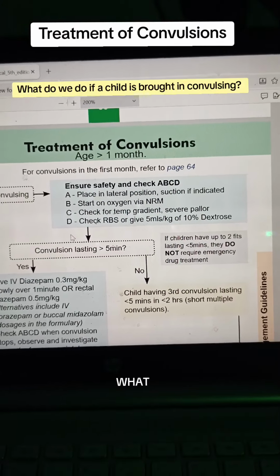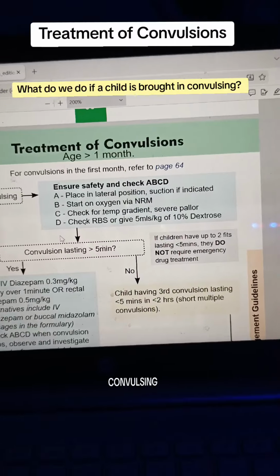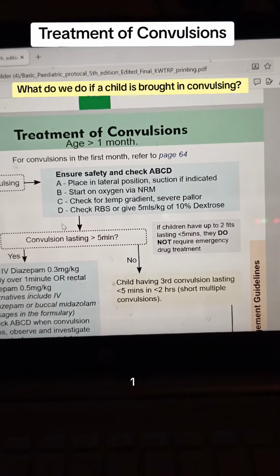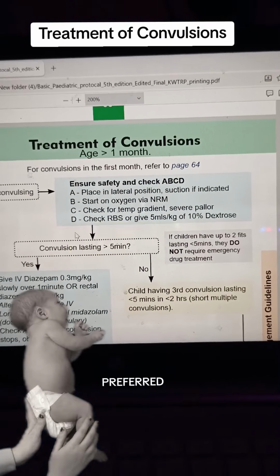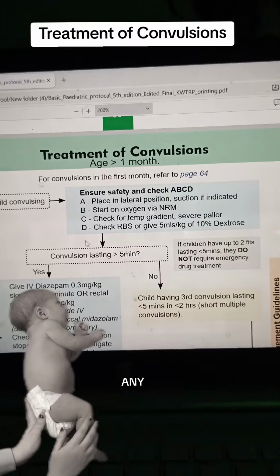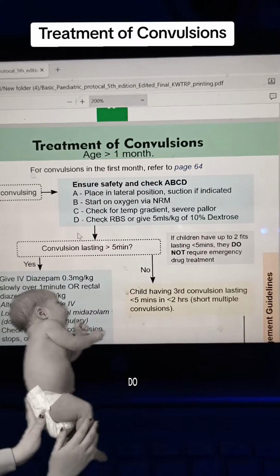One, what do we do if a child is brought in convulsing? With the ABCD, one, we need to check the positioning. Lateral positioning is always the preferred one. Then we suction if there is any indication. Two, we need to give supplemental oxygen.